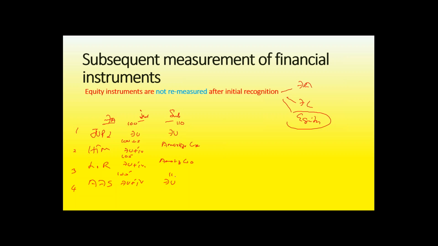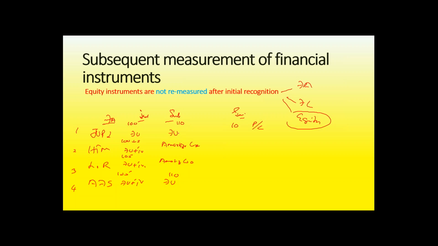So let's assume it is 110. Let's assume it is 100. The number two and three are done with what we call amortized cost. Both of them are amortized cost. Now you have a gain here. In the first one, from 100 to 110, there's a gain. This we will take to the P&L. So number one, 100 to 110, this equals the gain, so this goes to P&L.